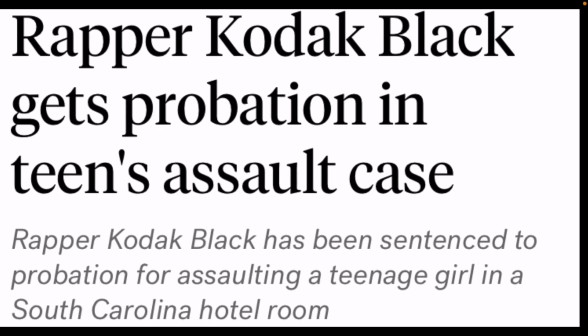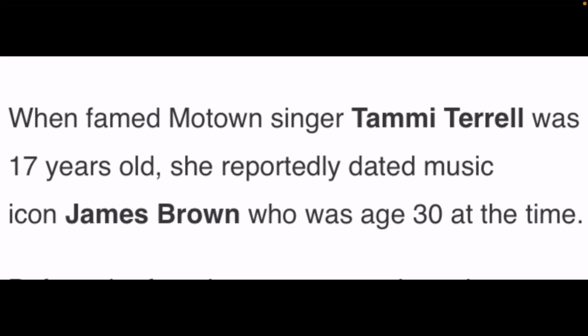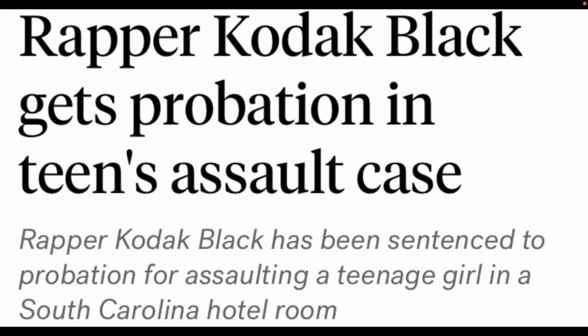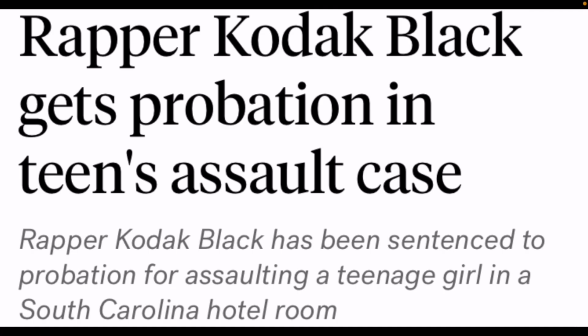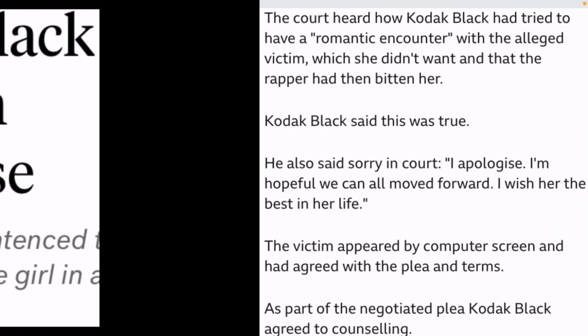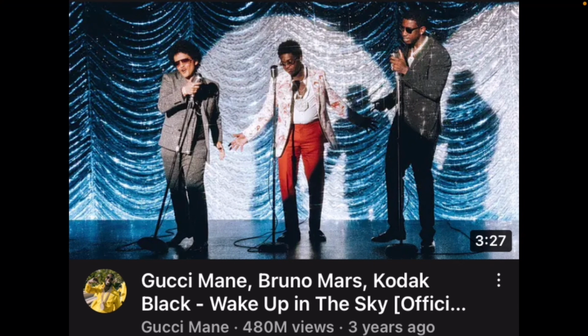So I just find it crazy that both of these characters abused a teenager, because James Brown abused a 17-year-old girl. And they don't say the age of the girl that Kodak Black had this case with. But right here it does say that it was a teenage girl in a South Carolina hotel room. And a big connection with that is the fact that James Brown is from Barnwell, South Carolina. That's where he was born. So the fact that James Brown is born in South Carolina, and then Kodak Black assaulted this teenage girl in a South Carolina hotel room, that's a major connection right there. But anyways, let's move on to the next major connection, which is this song right here.